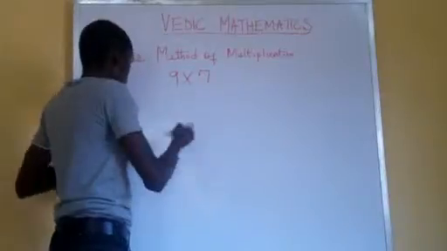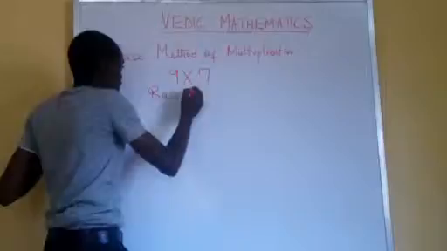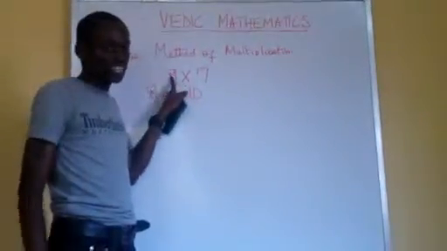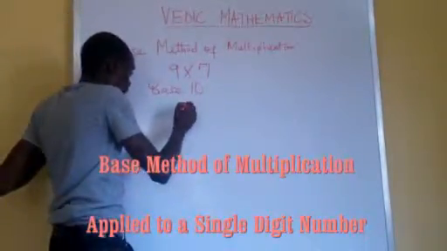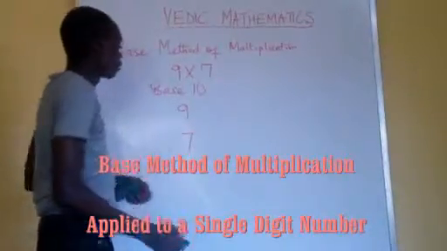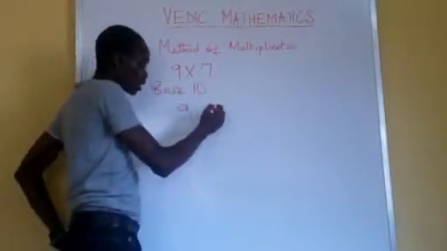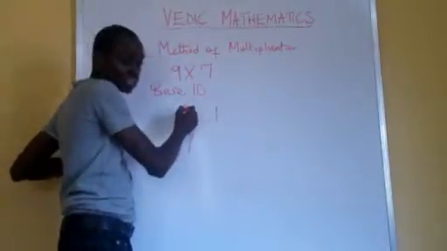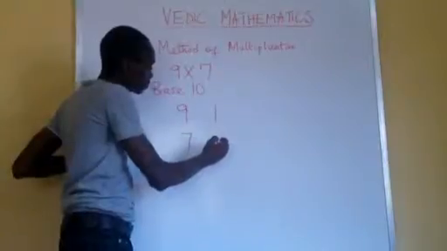So you have base 10. 10 is the closest base to 9 and 7. So you write down your numbers, 9 and 7. Now 10 minus 9 is 1, and 10 minus 7 is 3.